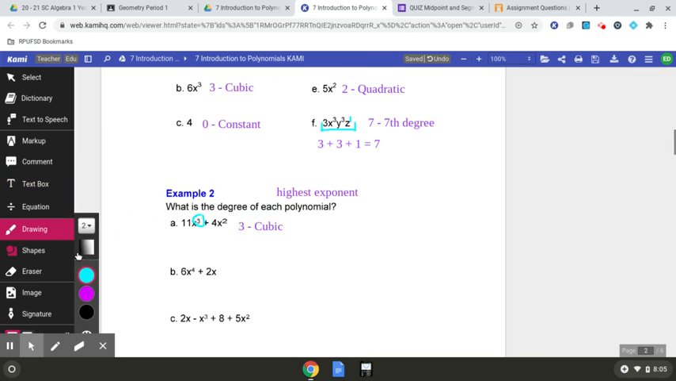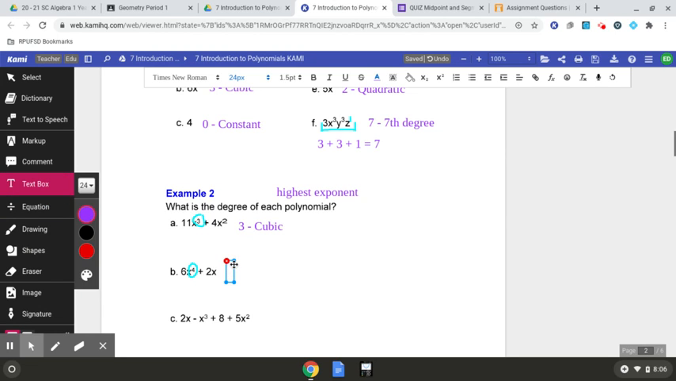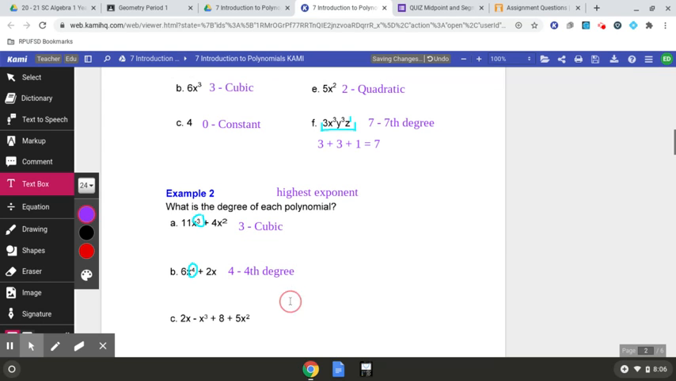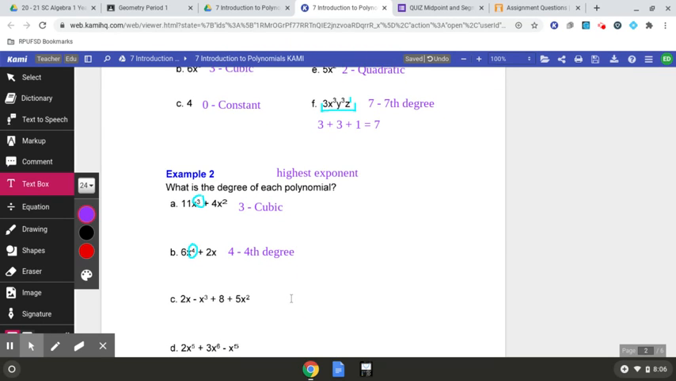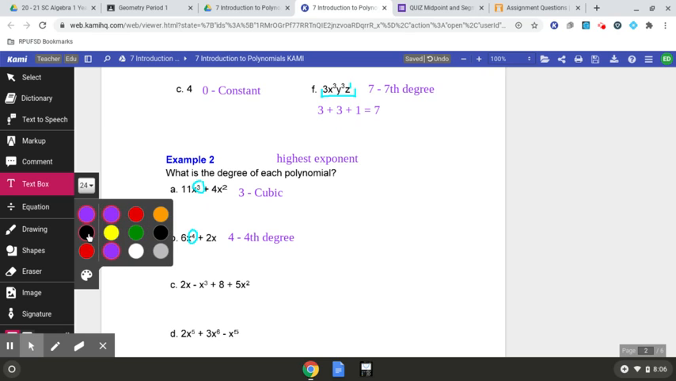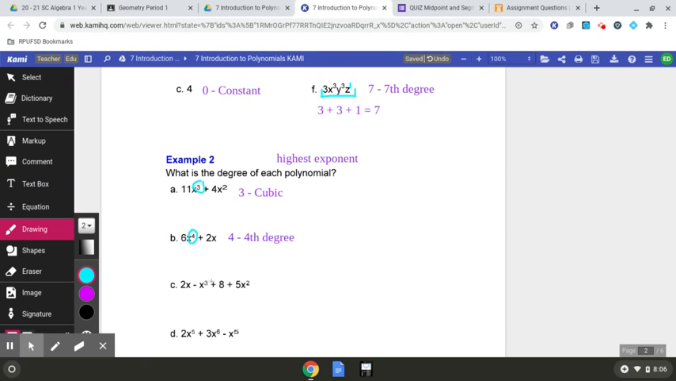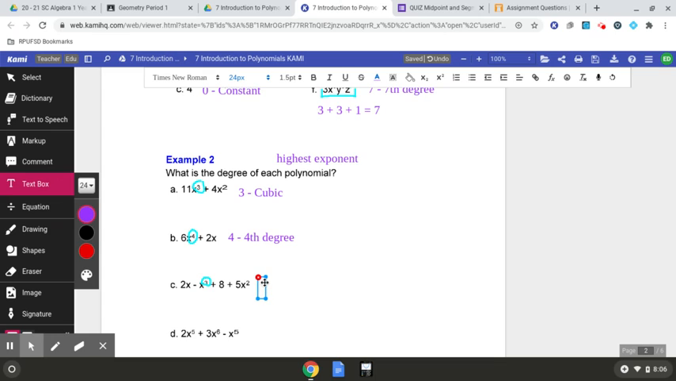For the next one, my highest exponent in this polynomial is a 4. So when I'm naming or labeling the degree, it's a 4, and it's just the 4th degree. Okay, for C, my highest exponent as I look through all my terms is a 3. So my degree of the whole entire polynomial is 3, which would make it cubic.